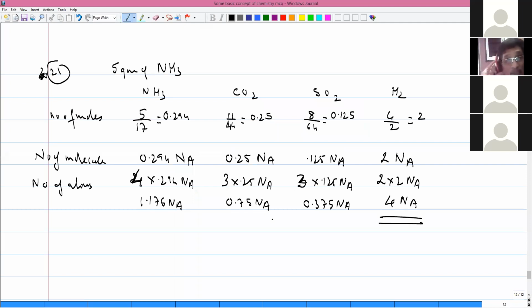Na sabke liye fix hai, 6.023 into 10 raised. So hydrogen will have the largest number of atoms present. 4 gram means 2 moles.